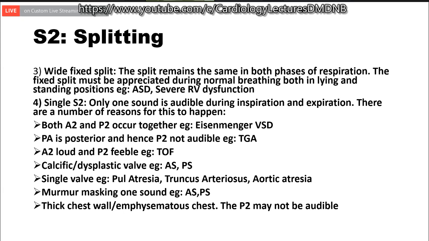What is the mechanism that fixes splitting in severe RV dysfunction? Due to severe RV dysfunction, the RV is not able to pump more blood to the pulmonary vascular bed. It cannot receive more blood. Because during inspiration, even though more blood may be flowing towards the right side of the heart, it cannot accept more blood, and hence the volume of blood which is pumped out from the RV remains the same. The volume of the blood coming back to the LV remains the same. Everything remains the same. So these patients can have a wide fixed split of the second heart sound.